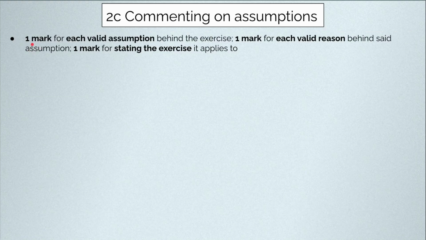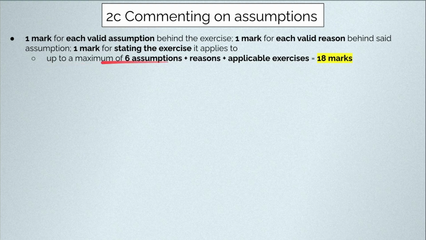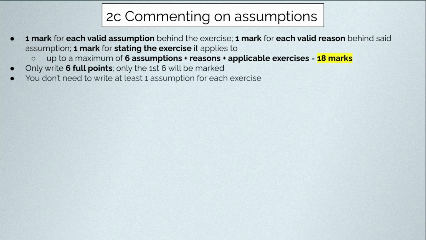For marking, you will get 1 mark for each valid assumption behind the exercise, 1 mark for each valid reason behind said assumption, and 1 mark for stating the exercise it applies to. Again, only write a maximum of 6. 6 times 3 gives you your 18 marks. As in part A and B, only write 6 full points, and you don't need to comment on each exercise.